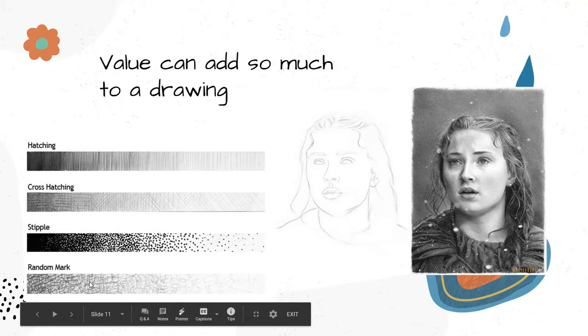And then there's random marks. Some people like to use letters, like this almost looks like letters, or writing to do this. Some people like to use scribbles or hashtags. There's different marks you can make that are your own that could add value to a drawing.